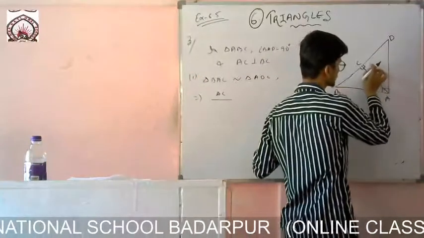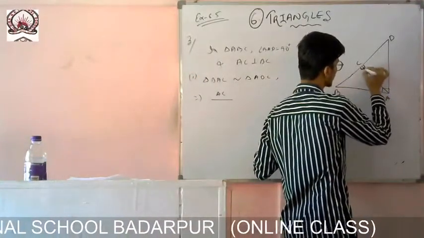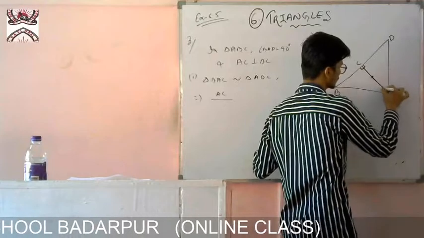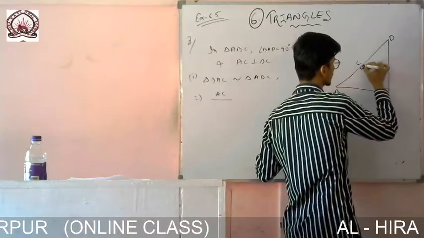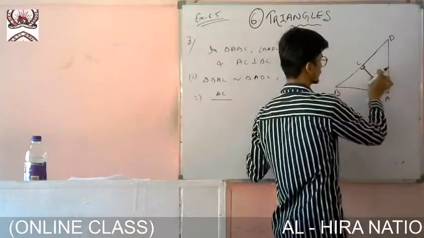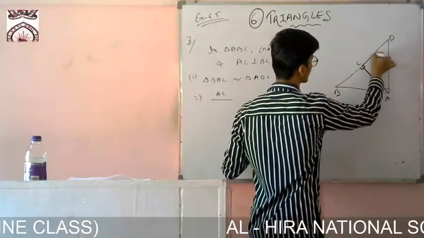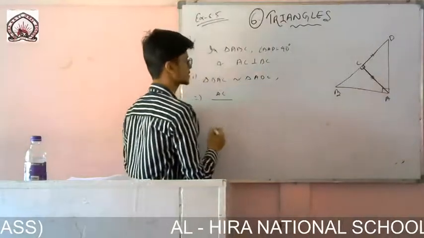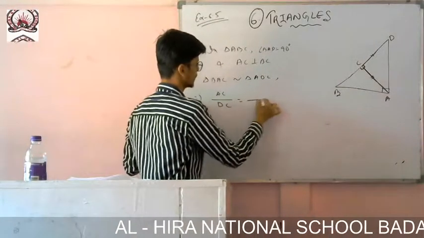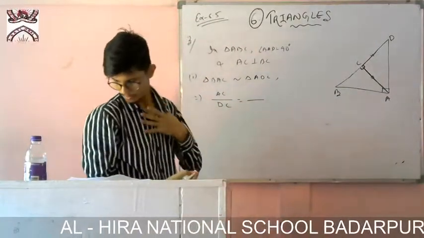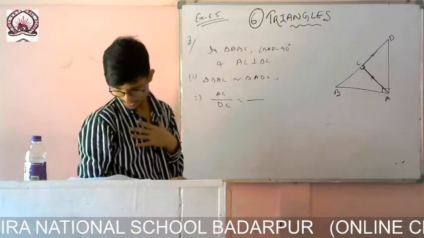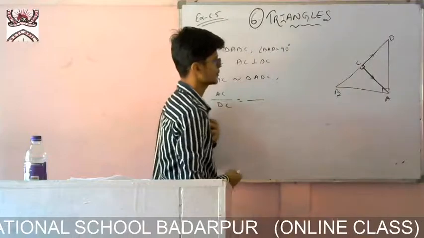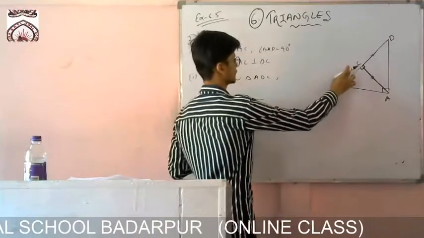For this one, this is the perpendicular. This is the right angle, so this is the altitude, the straight one. And for this angle, this is the straight one. So for this one it will be this side, and for that one it will be this side. So AC by DC equals to, and which side we need? BC we need, AC we have got, and DC we have got. So BC, which triangle for this one?